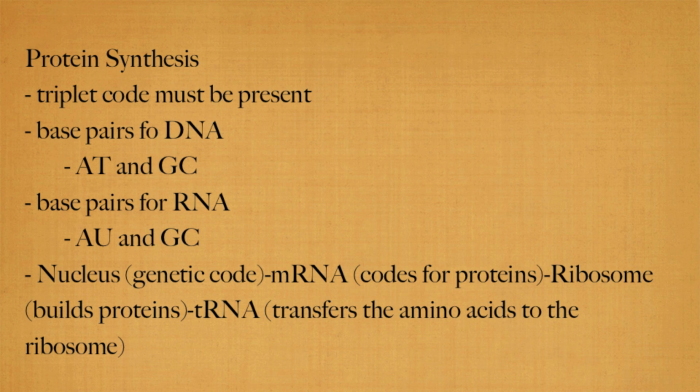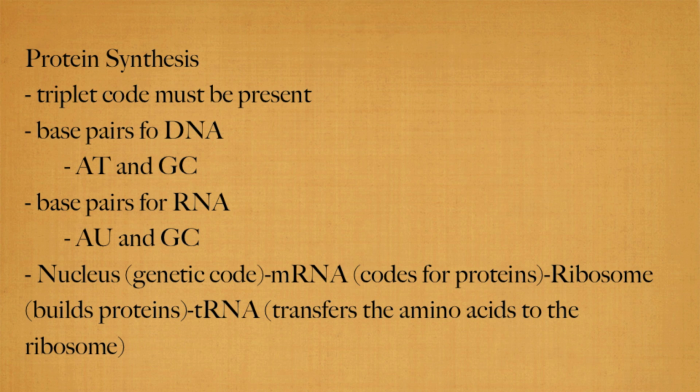In protein synthesis, there must be a triplet code. So in DNA, there are base pairs, adenine and thymine are base pairs, and guanine and cytosine are. But in RNA, adenine and uracil are pairs, and still guanine and cytosine.